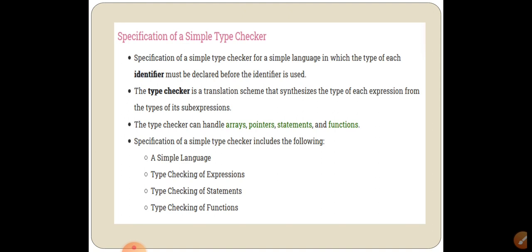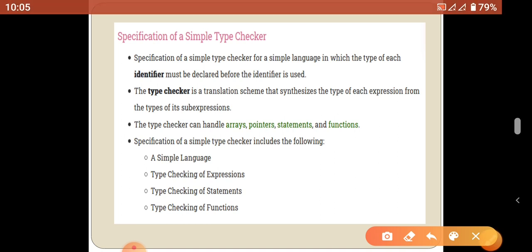So each identifier has a data type. Before we use the data type for type verification, the variable should be declared. Declared means the variable should be present with the data type. So once the variable, that is the identifier, is present with the data type, we can check the other constructs easily by using the simple type checker.